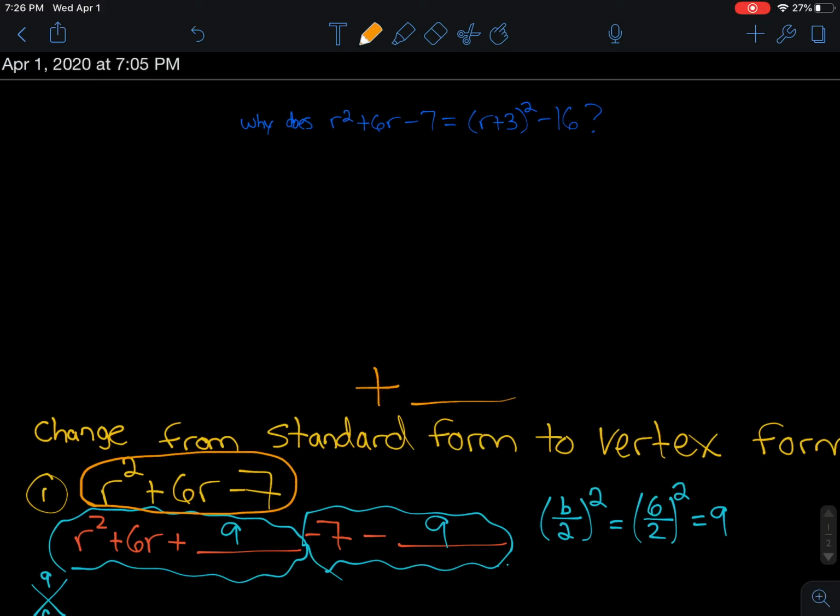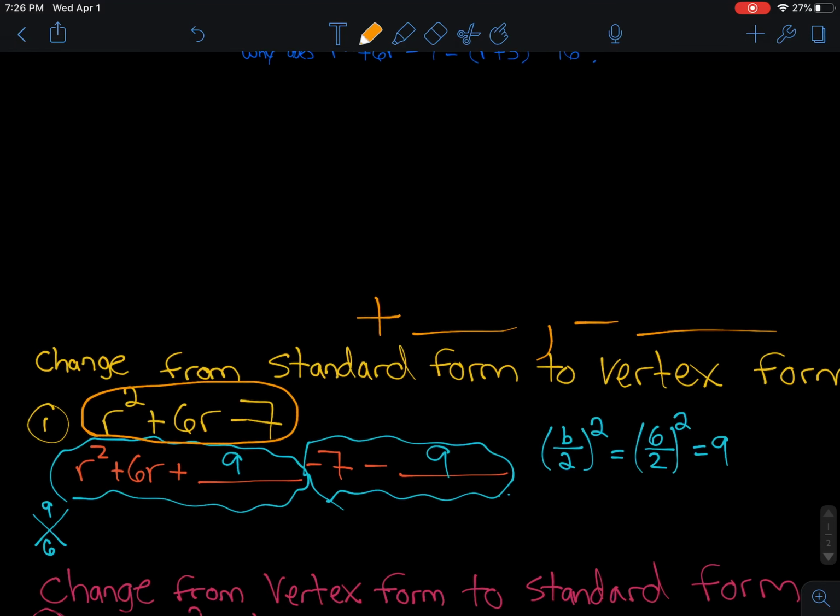Well, understand this is your plus blank, minus blank, something that we did the last week of school. Now, I already got this worked out a little bit because I want to save time. But remember, you look at your b, and you add your blanks. You add your blank after your b, and then you subtract a blank at the very end. What goes in the blank is b over 2 squared. So in this case, it'd be 6 over 2 squared, which is 3 squared, which is 9. So 9 is what went into the blanks here.